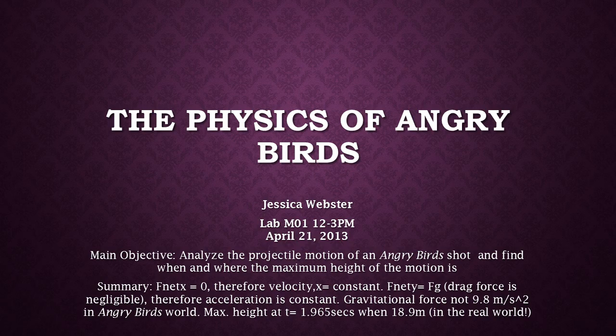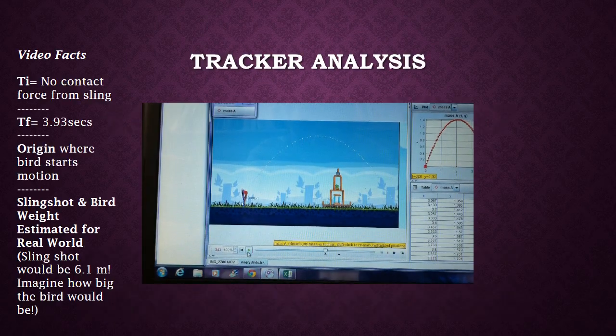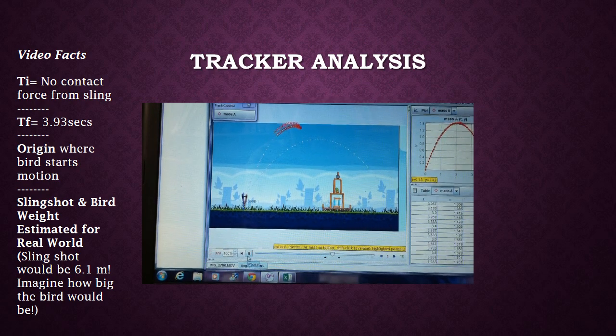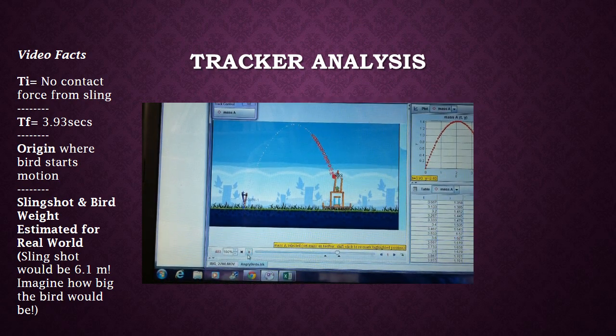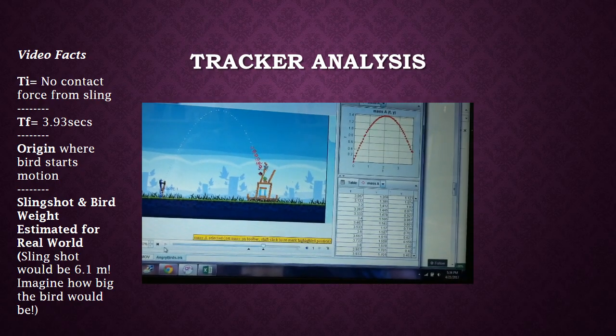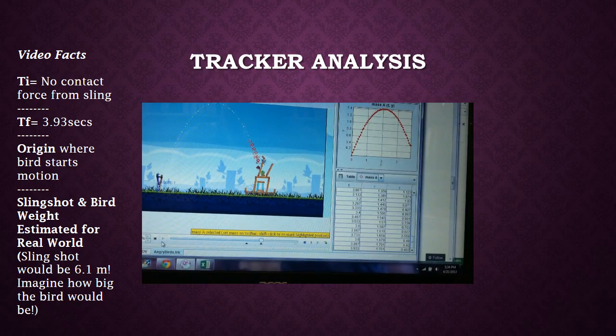The gravitational force in Angry Birds is far different than that on Earth, and the maximum height is around 18.9 meters. Here's my Tracker analysis on a great Angry Bird shot. My time interval started once the sling was no longer in contact with the bird and ended at 9.93 seconds. The origin was where the bird started, with the bird moving in a positive XY direction.